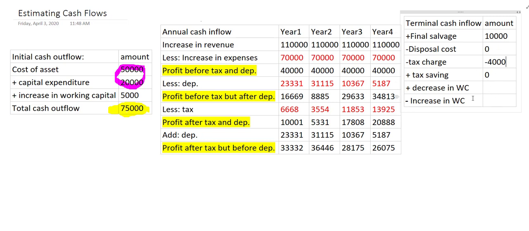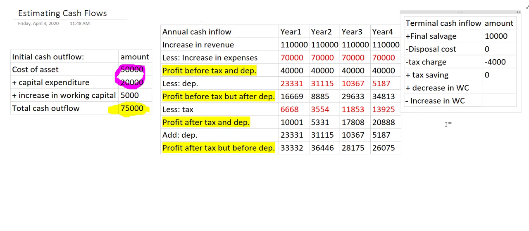Next one is regarding tax, increase or decrease in working capital. See, it depends on the initial year. If at the initial year working capital is added, at the end it will be added again. If at the initial year working capital is deducted, at the end also it will be deducted. Why is this so? Why?